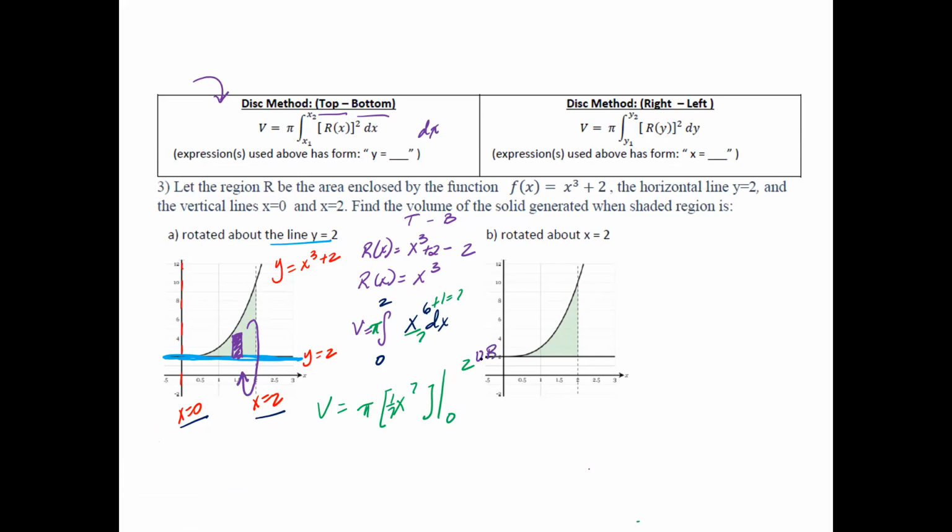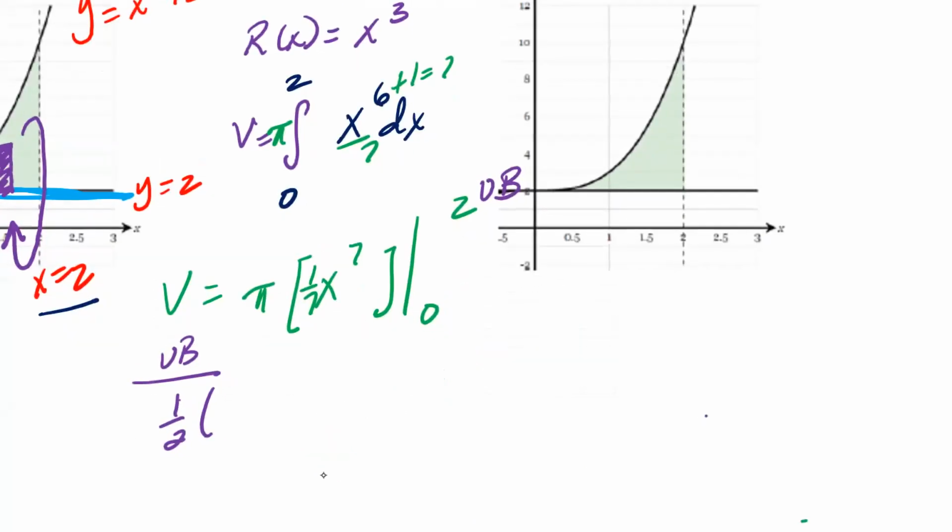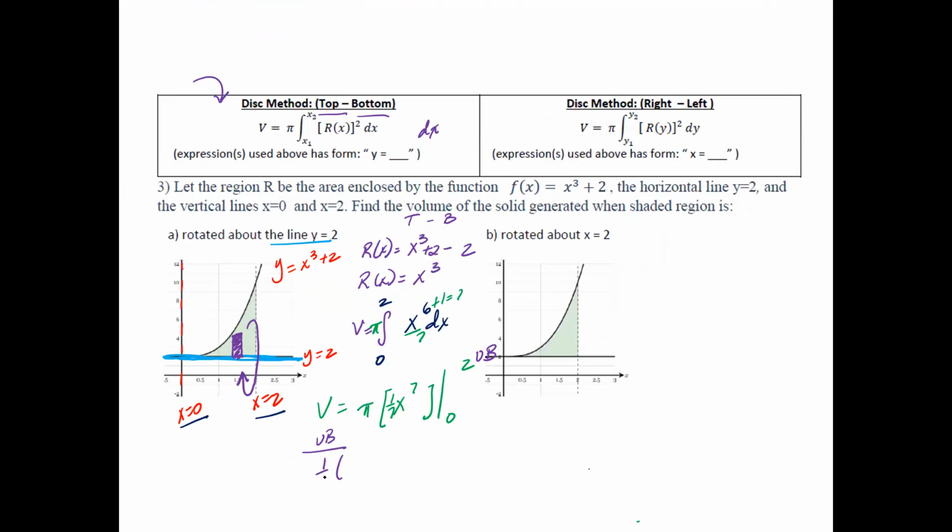So let's plug in the upper bound, which is going to be 2 to the 7th, minus the lower bound, which is 0. Now, if you use your calculator and work that out, you're going to have 128 over 7 pi units cubed.